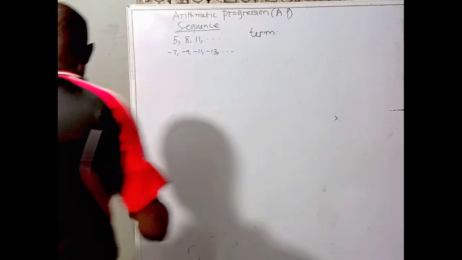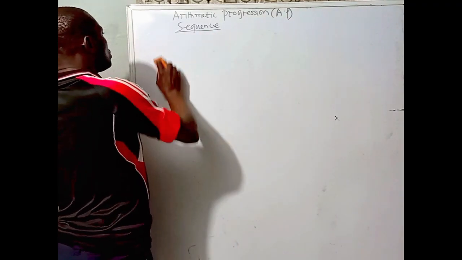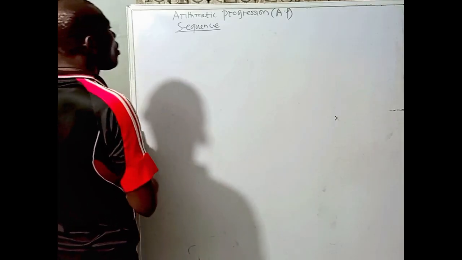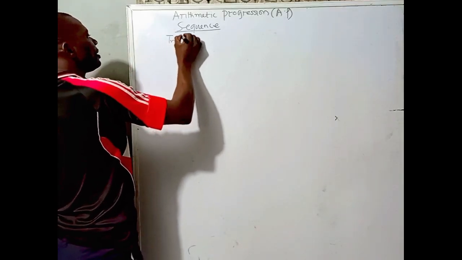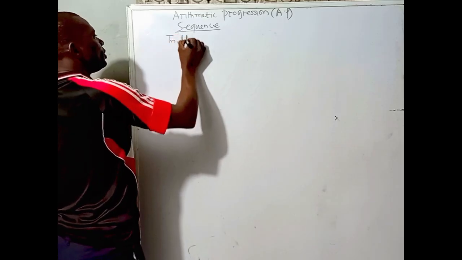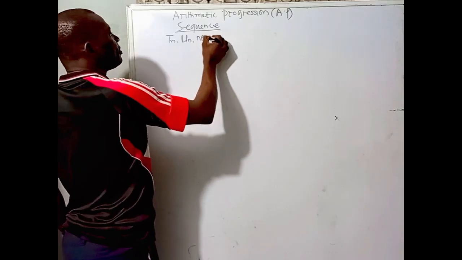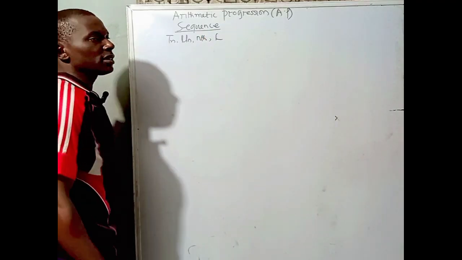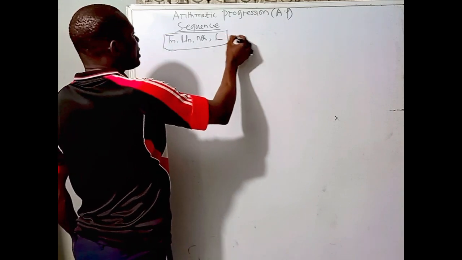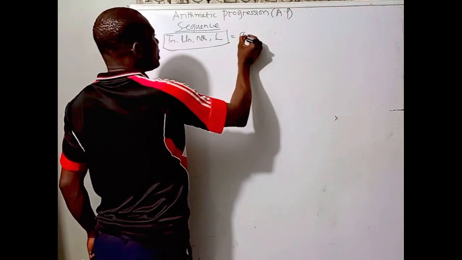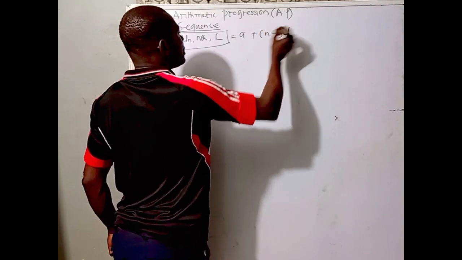So in an arithmetic progression, this is what you have here. We have what we call the nth term, which can be represented with Tn, or Un in some cases. Sometimes you see it written like this. All this terminology means the same thing. And the formula: all this is equal to what? A plus open bracket n minus 1 close bracket d.